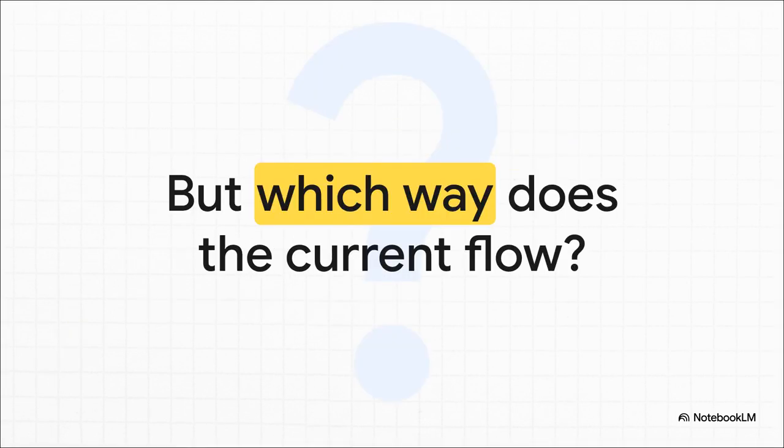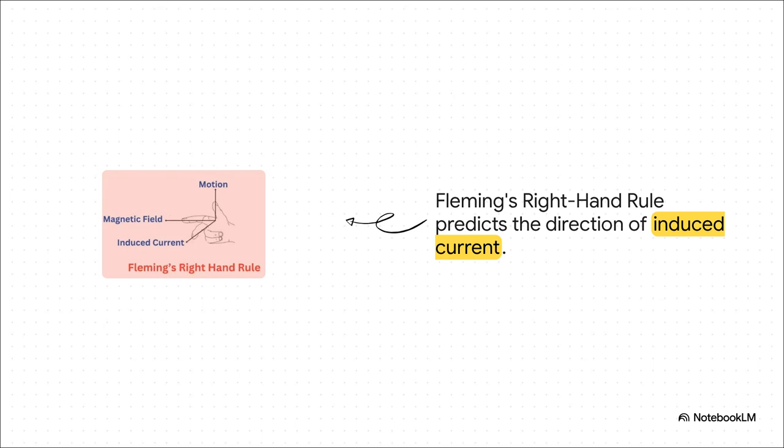Okay, cool. So we've made a little spark of current just by moving a wire. But which way is it flowing? Does it just go wherever it wants? Nope, not at all. There's a rule for this. So how do we figure it out?